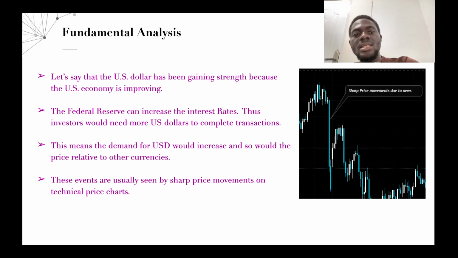Fundamental analysis. Let's say that the US dollar has been gaining strength because the US economy is improving. The Federal Reserve can increase the interest rates. Thus, investors would need more US dollars to complete transactions. This means the demand for the US dollar would increase, and so would the price relative to other currencies. These events are usually seen by sharp price movements on technical price charts. So this is a clear example.